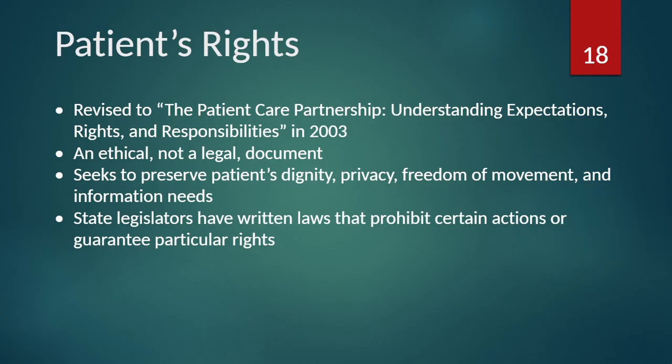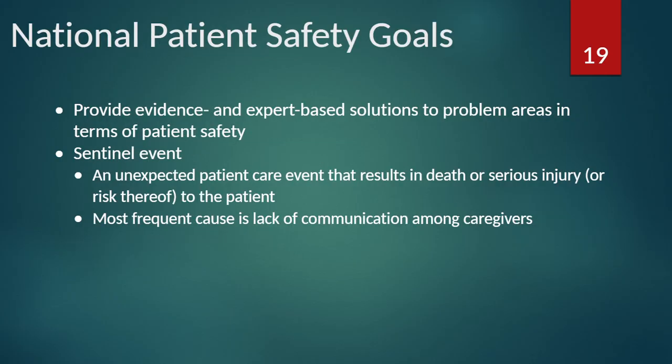Although the Patient Care Partnership is ethical rather than legal, state legislatures have passed laws that enforce or guarantee many specific patient rights. For example, informed consent laws, privacy protections under HIPAA, and regulations preventing abuse or unnecessary restraints all support patient autonomy and safety. As nurses, we must understand both the ethical expectations and the legal protections that guide how we care for patients. When we uphold patients' rights, we strengthen trust, improve outcomes, and demonstrate the core values of the nursing profession.